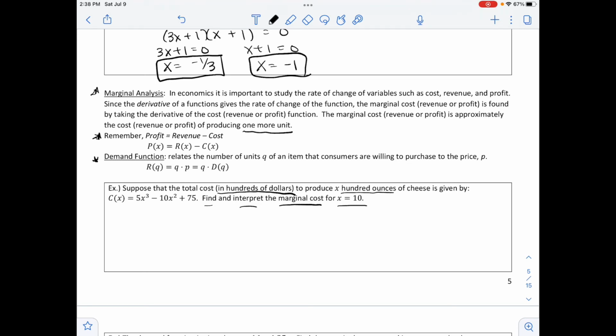Marginal cost means that we need to find that derivative, so we need to find C prime of X. And so C prime of X is going to be equal to 15x squared minus, and then taking the derivative of the second term, which is 10x squared, we're going to have 20x to the first, and then the derivative of 75 would just be 0. This is our marginal cost function, and we're asked to find this when x is equal to 10, so I am going to substitute in 10 for x.